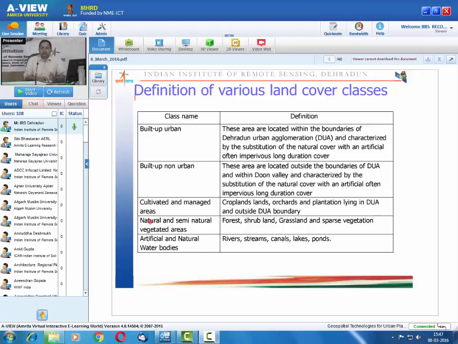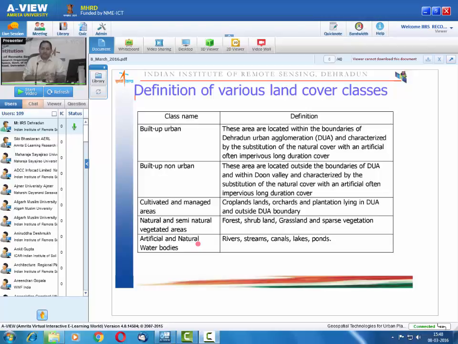The fourth was the natural and semi-natural vegetated areas. These included the forest, the shrubland, the grassland and the sparse vegetation. So you see, the vegetation was basically divided into two parts. The first being vegetation which was cultivated and managed, right? And the second was vegetation which was natural or semi-natural, maybe along water bodies or wetland. So these are natural and semi-natural vegetated areas which we are using in this present study.